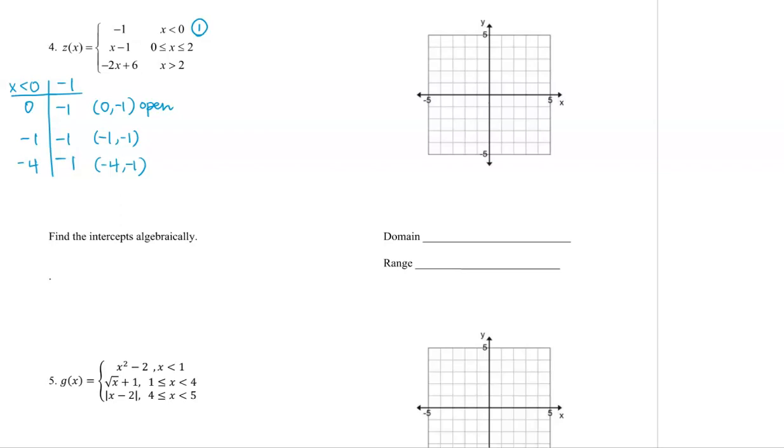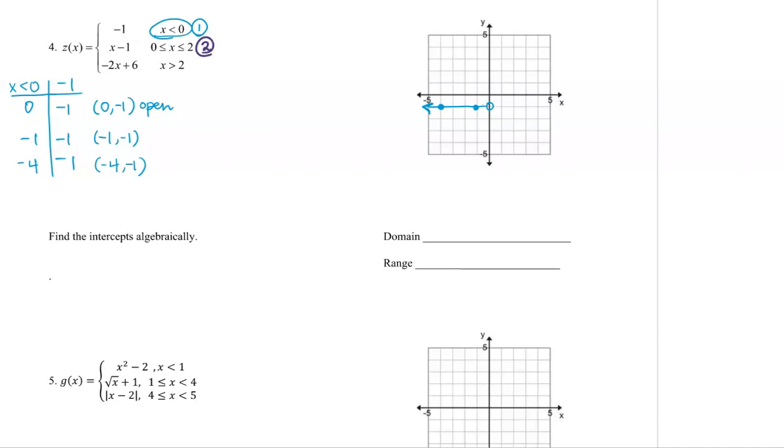So here's the point 0, -1 that is open, here's -1, -1 that is closed, and here's -4, -1 that is closed. I will connect those points and continue on with an arrow because that piece continues for all x values that are less than 0.